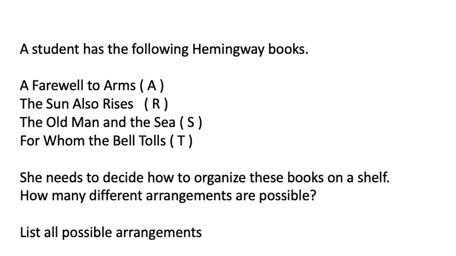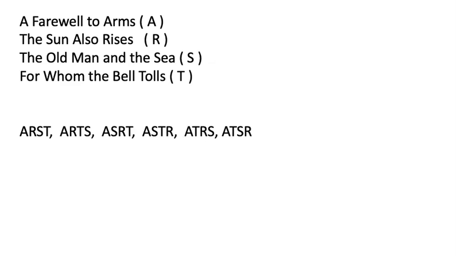So we can list all the possible arrangements here. What are they? Well, again, A, R, S, and T, and I'm going to try to write these in alphabetical order. That's one way to sort of keep it straight. So the first one I have is A, R, S, T. So A Farewell to Arms first, then The Sun Also Rises, then The Old Man and the Sea, and then For Whom the Bell Tolls. Then A, R, T, S. Then ASRT, ASTR, ATRS, and ATSR. So those are all the ones that have A Farewell to Arms in first position.